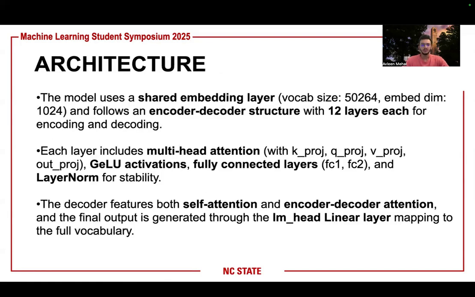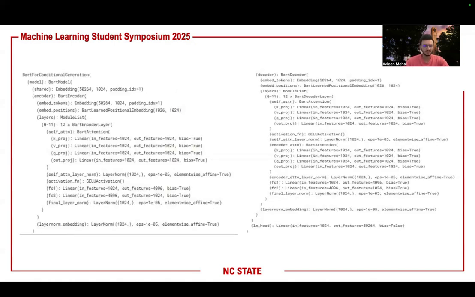The model uses a shared embedding layer and follows an encoder-decoder structure with 12 layers each for encoding and decoding. Each layer has its own multi-head attention and GELU activations, and the layers are fully connected. We have also used layer normalization for stability. The decoder features both self-attention and encoder-decoder attention, and the final output is generated through a linear layer mapping to the full vocabulary. Here's a screenshot of the architecture of our model.